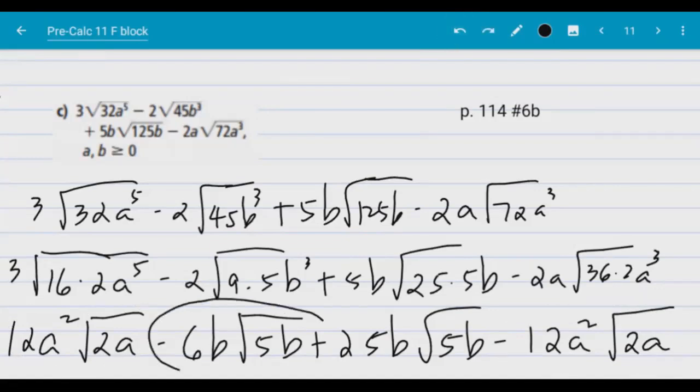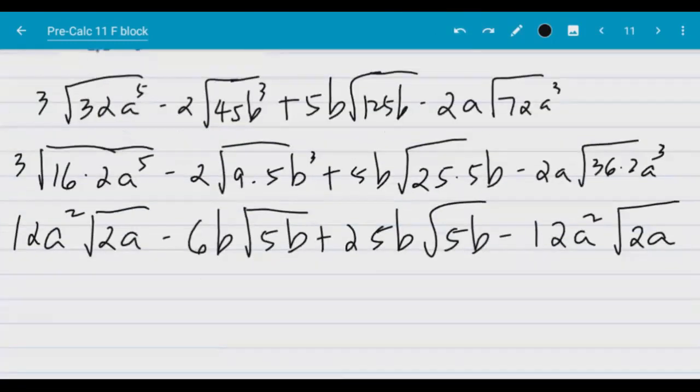While this one, negative 6b plus 25b root 5b would be 19b root of 5b. And there's your answer.